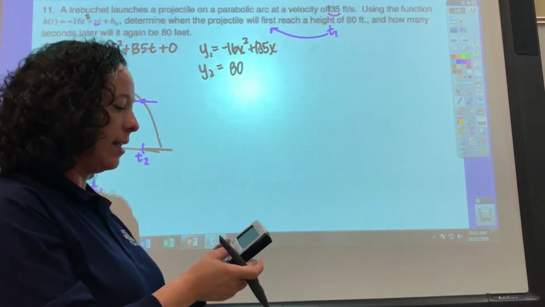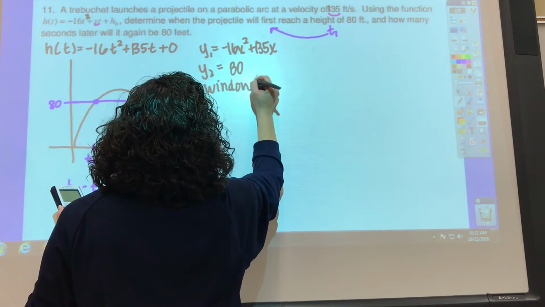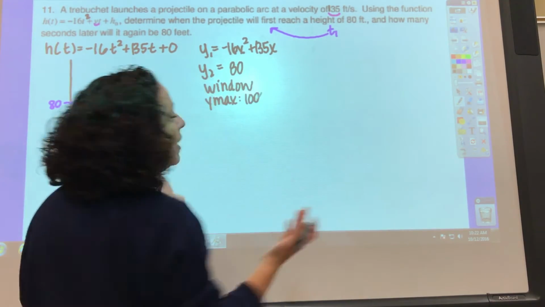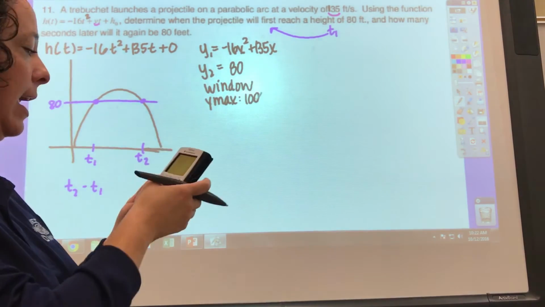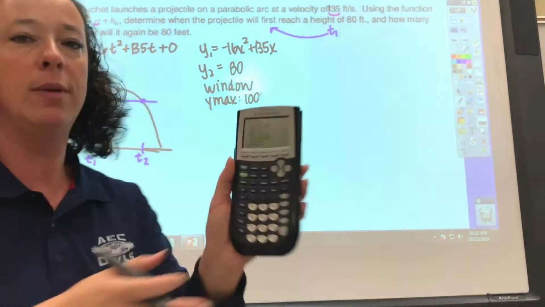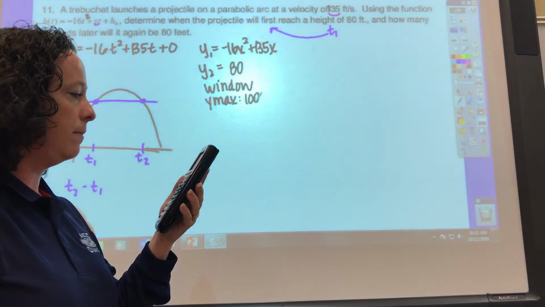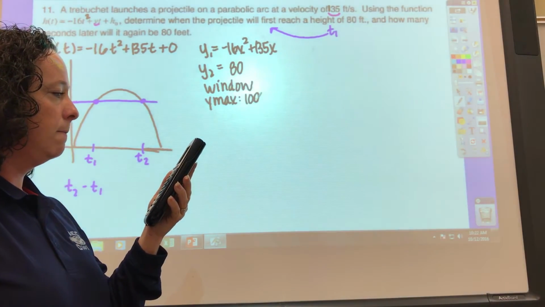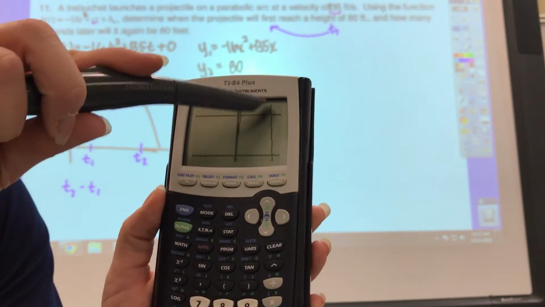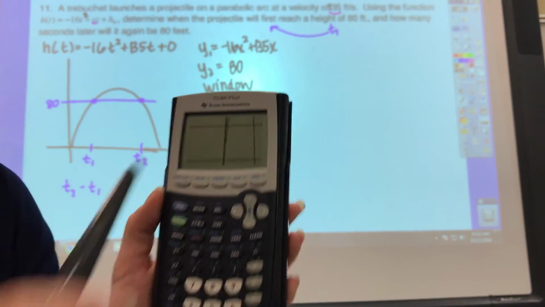So I need to go to my window. So I want you to go to window. And let's work with y max first. I would make y max 100. I always go about 10 or 20 above what we're looking at. So y max down here, I'm going to make 100 because we are looking at 80. And I'm just going to hit graph and see what it looks like. Gives me everything I need. Yes, I know that I cannot see the top of that parabola, but that is a-okay. I need this t sub 1, I need that t sub 2.